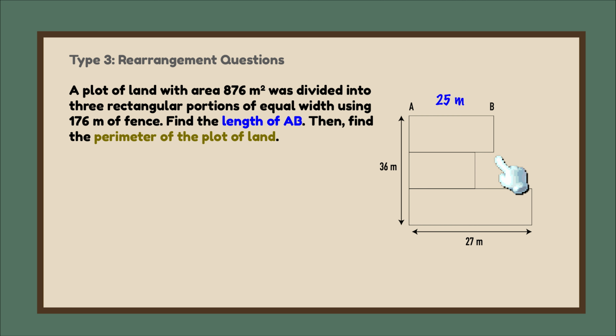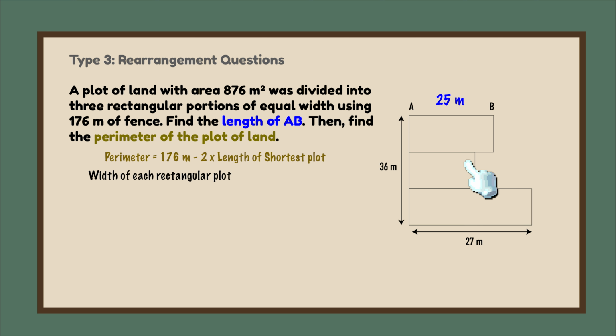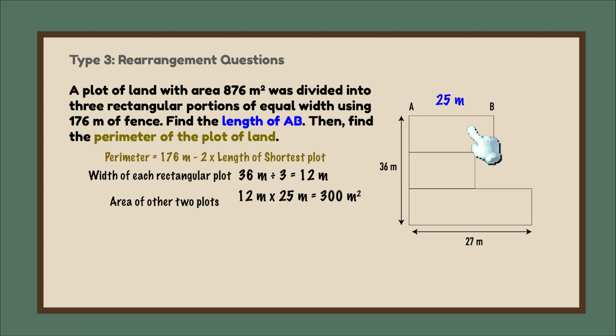The easiest way to do this is probably to get the length of fence and subtract from it the 2 shortest sides. But how do we find that? One thing the question says is that each rectangular portion has the same width. So we can take 36 meters divided by 3 to get the width of one plot. Oh, and now we can find the area of the top and bottom plot. So the plot here is 12 meters times 25 meters, and the plot here is 12 meters times 27 meters.